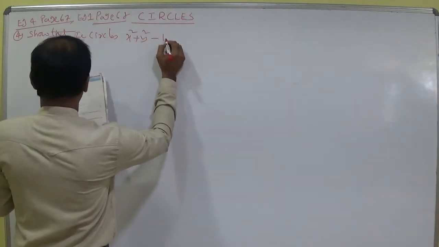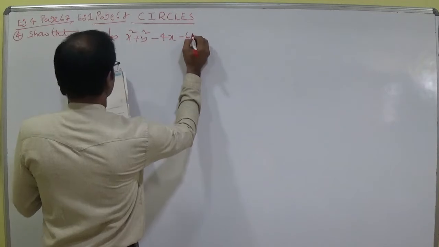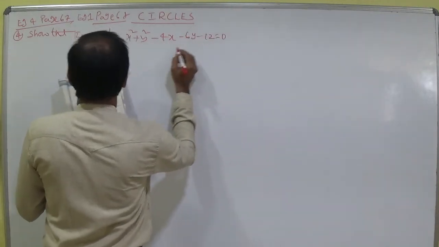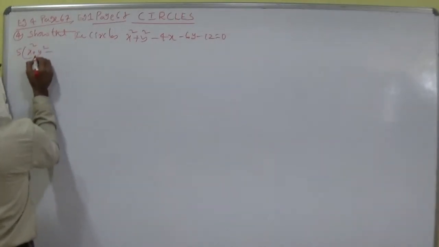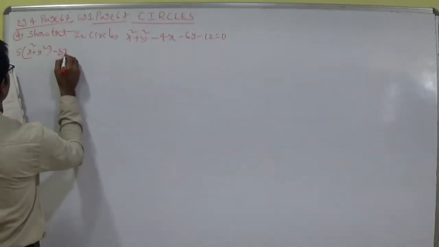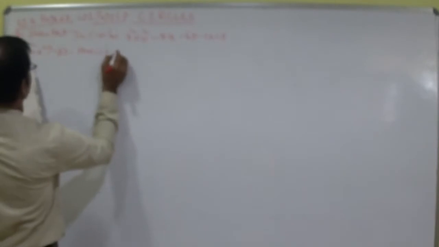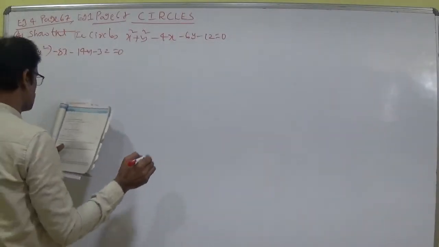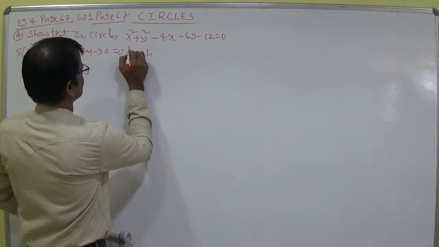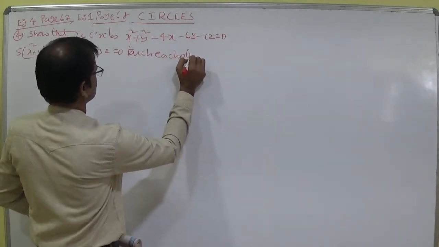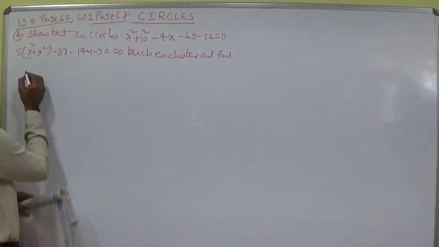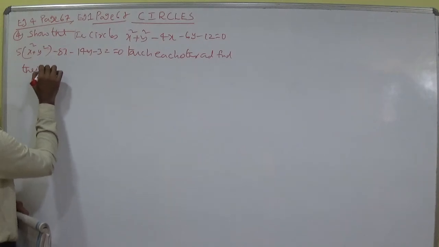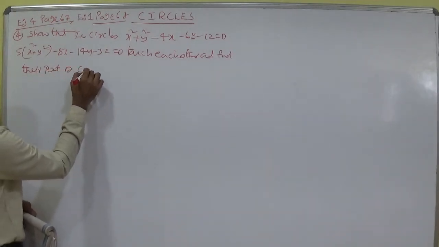x square plus y square minus 4x minus 6y minus 12 equal to 0, comma, x square plus y square minus 8x minus 14y minus 32 equal to 0, touch each other, and find their point of contact.